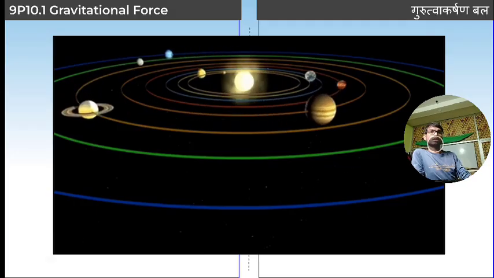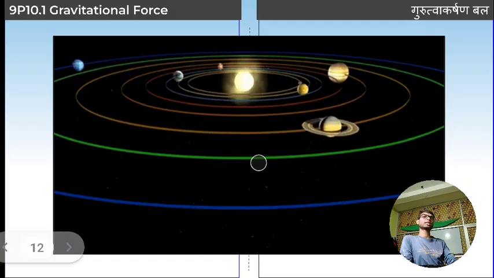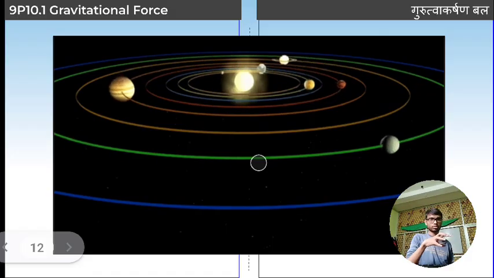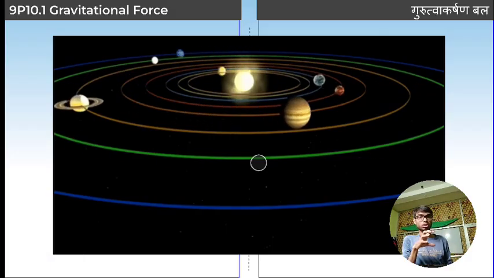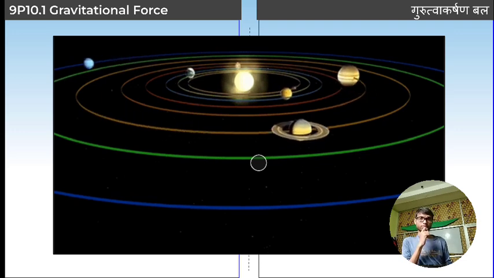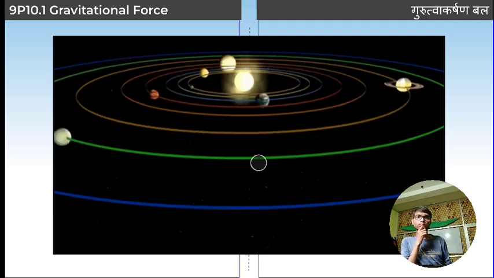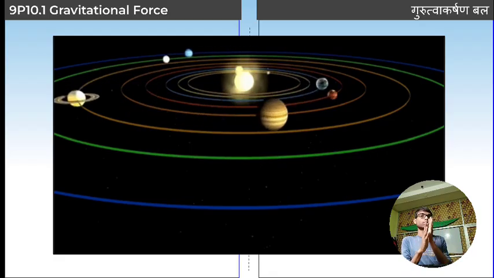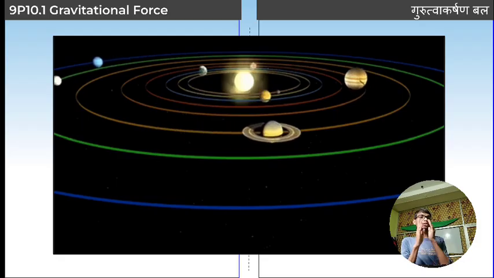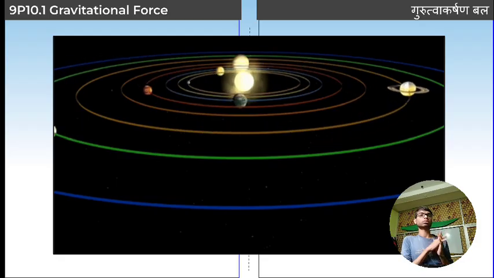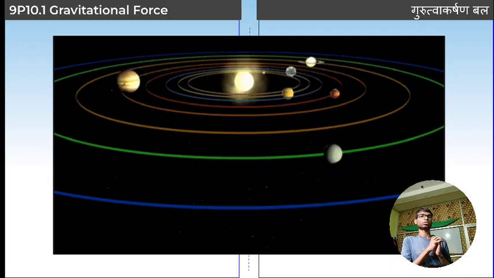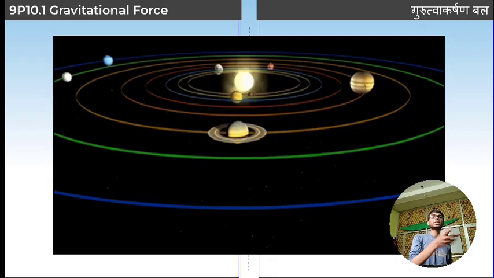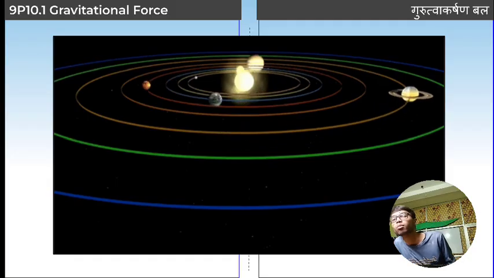Now look at over here. What is happening in this? All the planets are rotating around the sun. But the sun is not rotating. The sun is at the center, and all the planets continue to move, and these are also motion. But which kind of motion? This is circular motion.